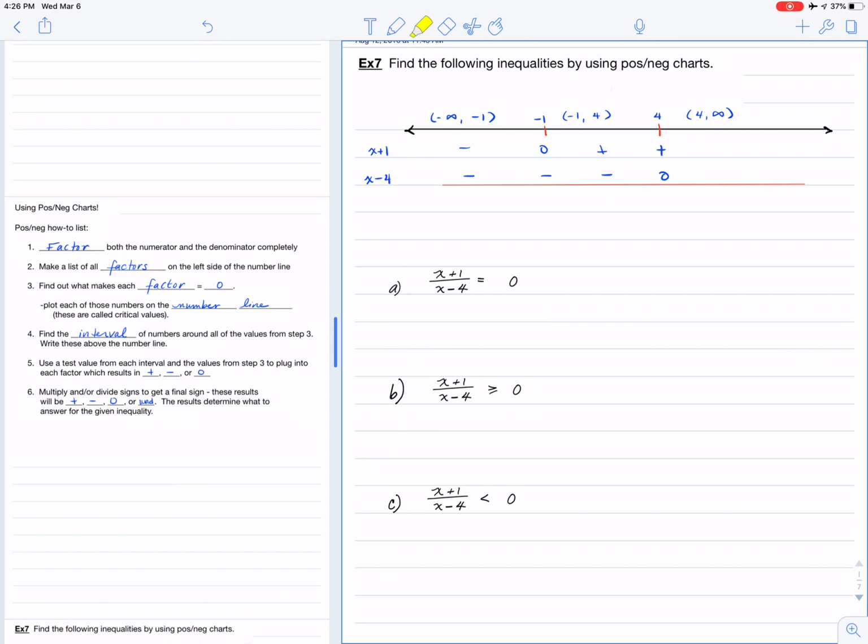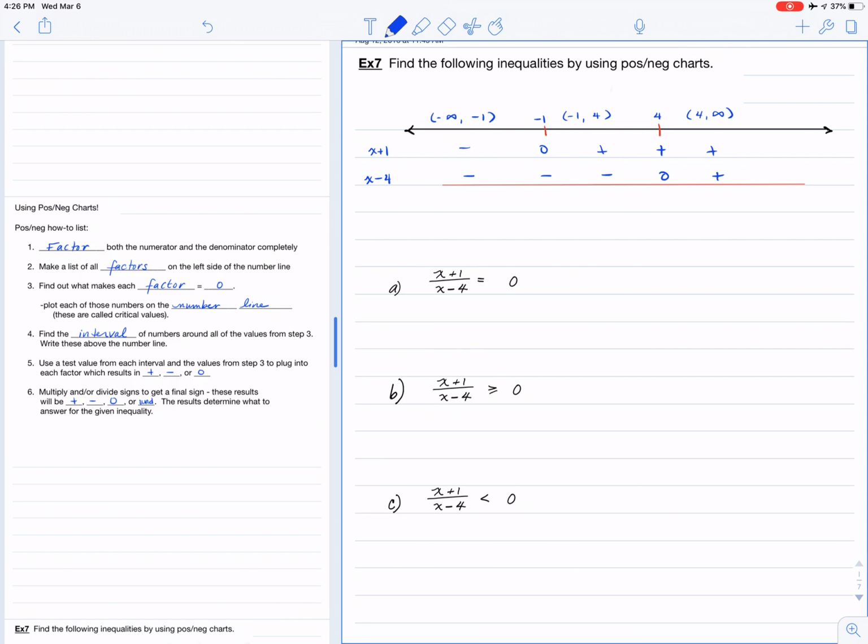And then lastly, choose a value from your last interval. You can choose a 5 or 70 million. Choose anything you want to. When you plug that number into x plus 1, you're going to get a positive value. When you plug that number into x minus 4, once again, you're going to get a positive value. And that takes care of the how-to for step number 5. Now look at step number 6.